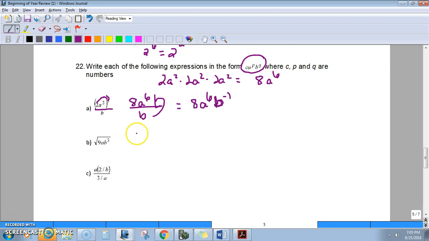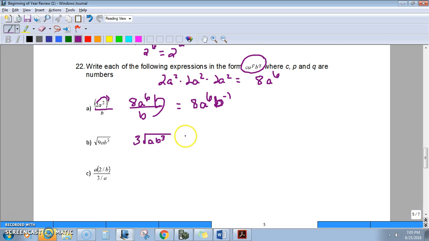9ab, 9 times a times b cubed, to the square root of. Okay, but it wants us obviously to not have a square root. So what does that look like? What that really is, the square root of 9 is really 3, right? So let's just take that out. This is really 3 times the square root of ab cubed.